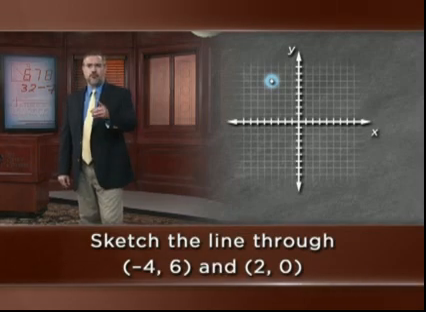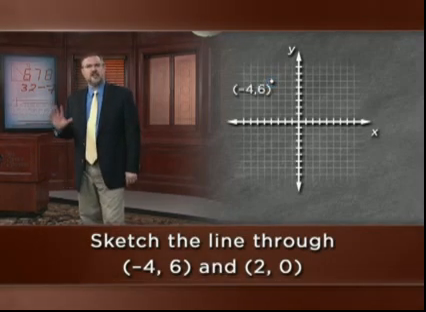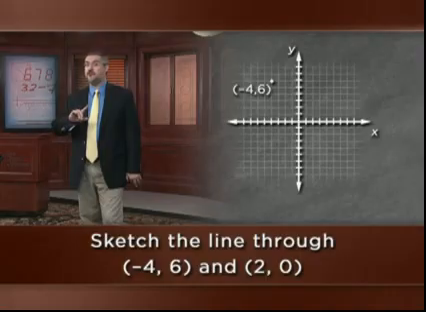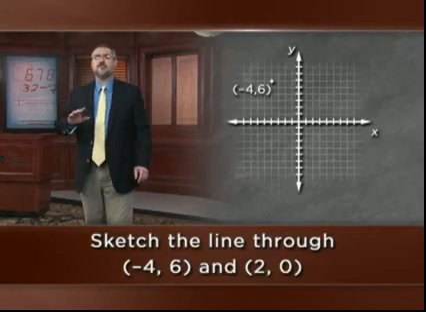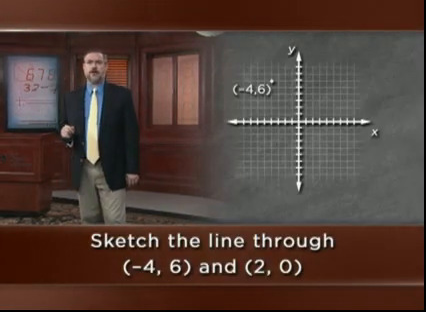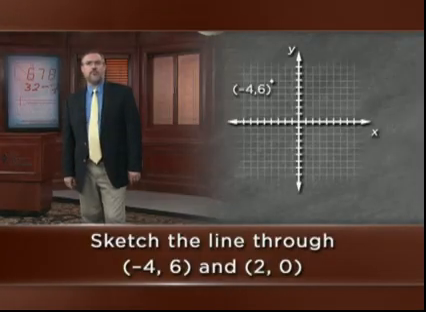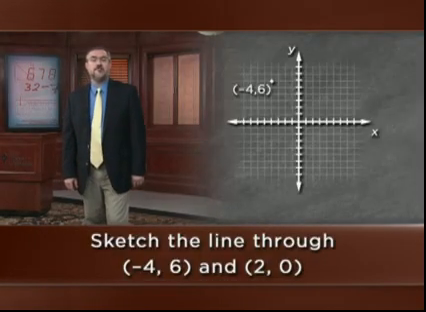So that point, negative 4 comma 6, is pretty easily plotted. And do you see which quadrant it's in? It's in quadrant 2. Okay. Next, we need to draw the point 2 comma 0.